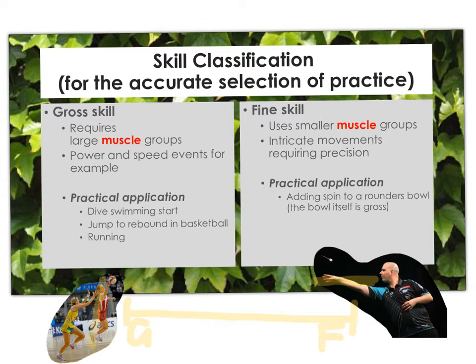A fine skill uses the smaller muscle groups and their more intricate, precise movements. So another application could be the spin bowler. I've put a rounders ball because I know more about that than I do cricket, but cricket is exactly the same. So it's those small dexterous movements.